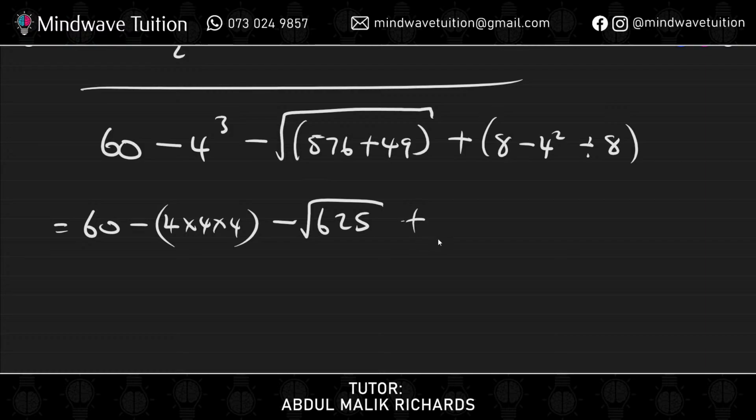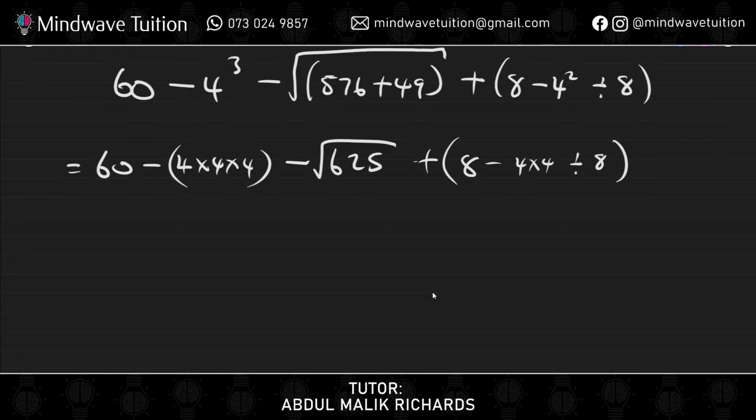plus here it's going to be 8 minus 4 squared is 4 times 4, and then we have to divide by 8. Okay, so 60 minus 4 times 4 times 4. 4 times 4 is 16, and 16 times 4 is 64. Minus the square root of 625.